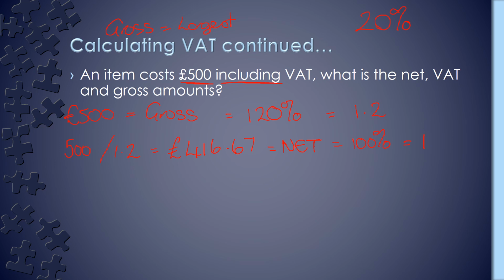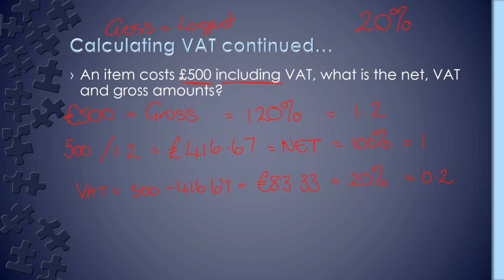So now we've got our gross and our net. To work out our VAT, it's going to be the difference between the two. So you could do a simple sum of your 500 minus 416.67, and then that would give you your VAT amount of 83.33, which is going to be your 20% or your 0.2. So when you're thinking of it, always convert it to decimals.